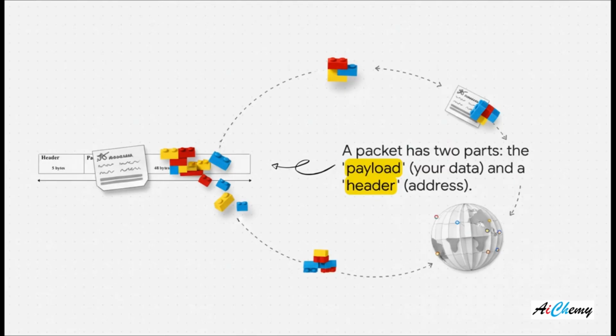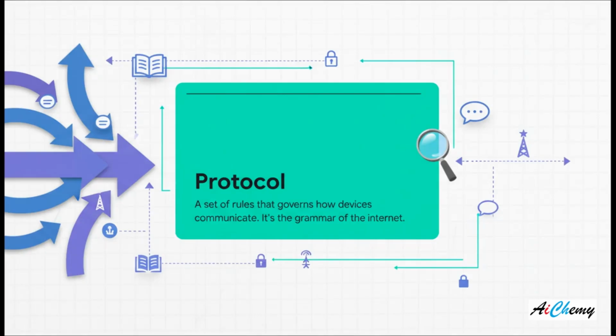Now, each one of these little packets has two main parts. You've got the payload, that's a small piece of your actual data, one of those Lego bricks, and then you have the header. The header is basically the digital address label. It's got all the critical info, like where it's going, where it came from, and which message it's a part of.